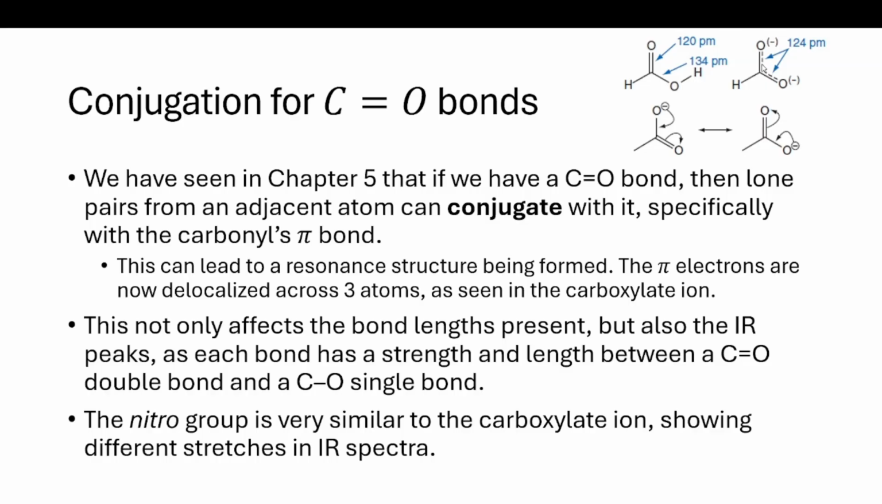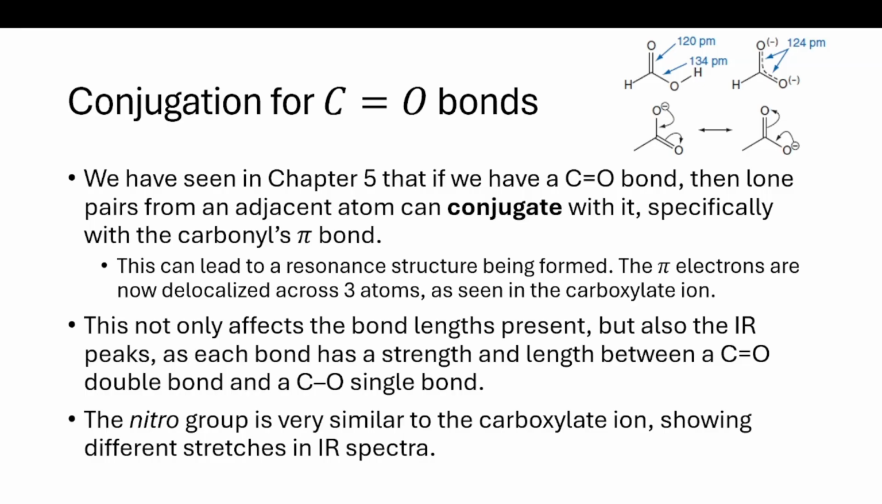And therefore, the lengths of these two bonds are exactly the same because of this resonance structure. So now the pi electrons are delocalized along three atoms: the first oxygen, the carbon that's double bonded to another oxygen, and the oxygen that's double bonded to carbon. So this not only affects the bond lengths present, but also the exact IR absorptions, because each bond has a strength and length that is between the double bond between carbon and oxygen and the single bond between carbon and oxygen. If we look at something like the nitro group, it is very similar.